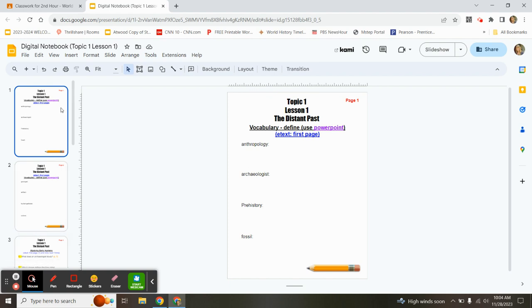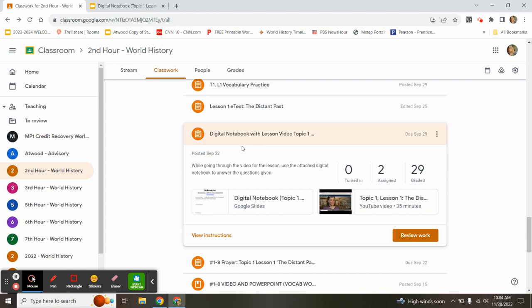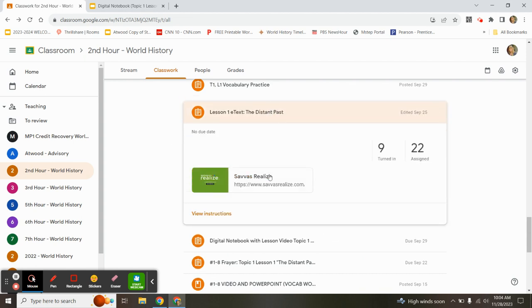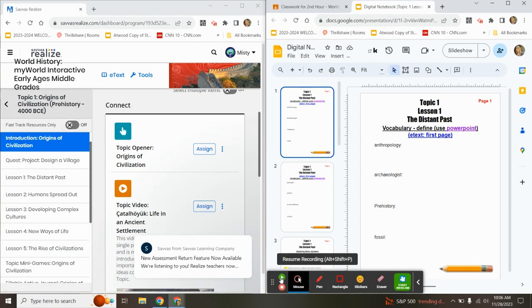For this video, I am going to use the e-text. So in the e-text right here, you'll be able to follow along if you would like to. I went ahead and split my screen. On the right, you will see my digital notebook. On the left is my Savas.